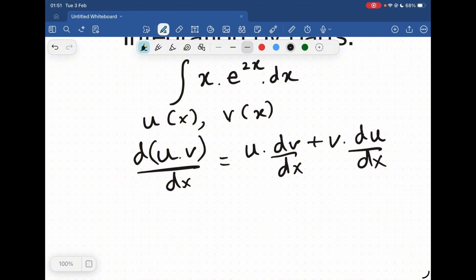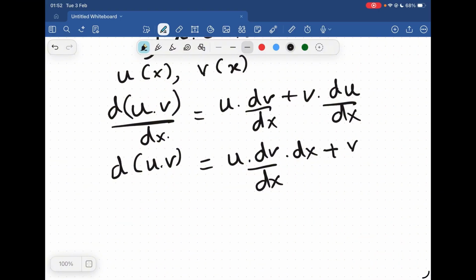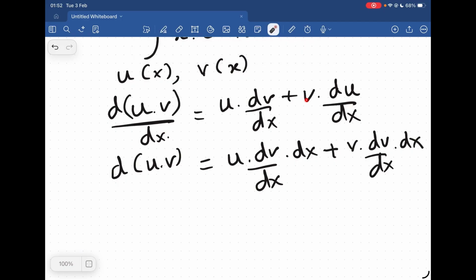In this case, we're going to cross multiply this dx to the other side. So I can write d of uv is equal to u dv over dx into dx plus v du over dx into dx. What I have done here is I have just cross multiplied this dx on either side. Now simply I am going to integrate either side.